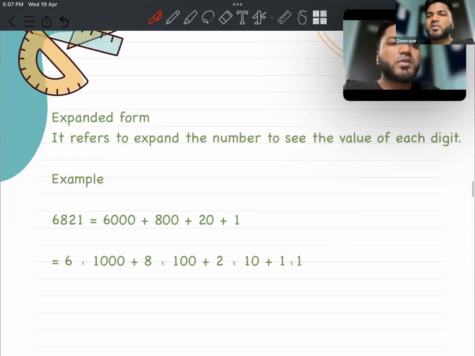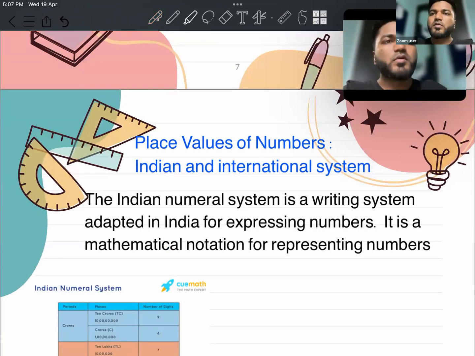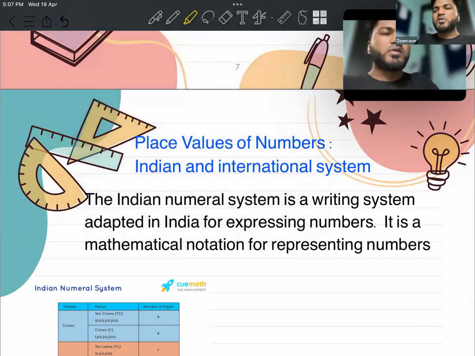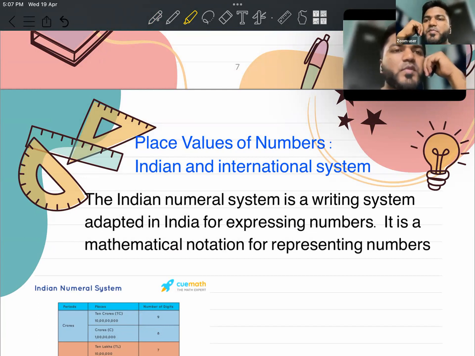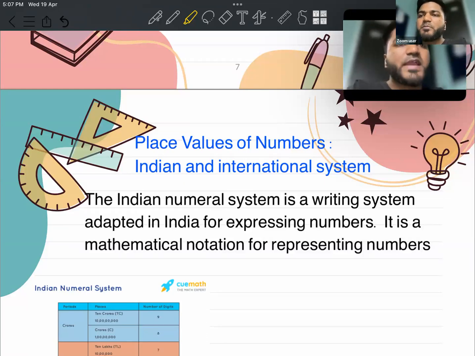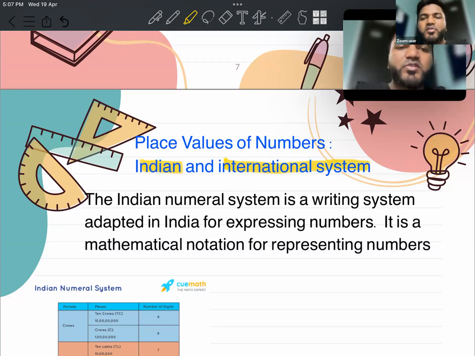So today we are going to study the place values of a number. To assign place values of a number, we have developed two systems. Do you know what they are? One is the Indian system and the other is the international system. Exactly, Indian and international system.